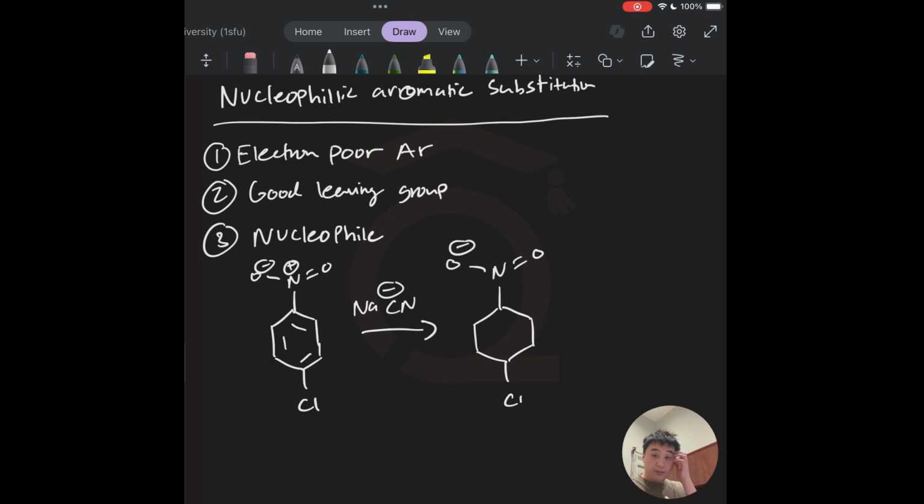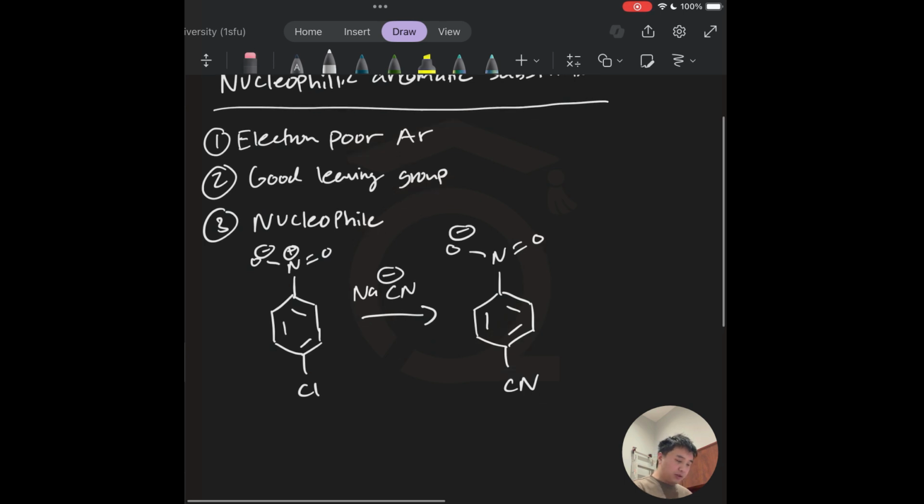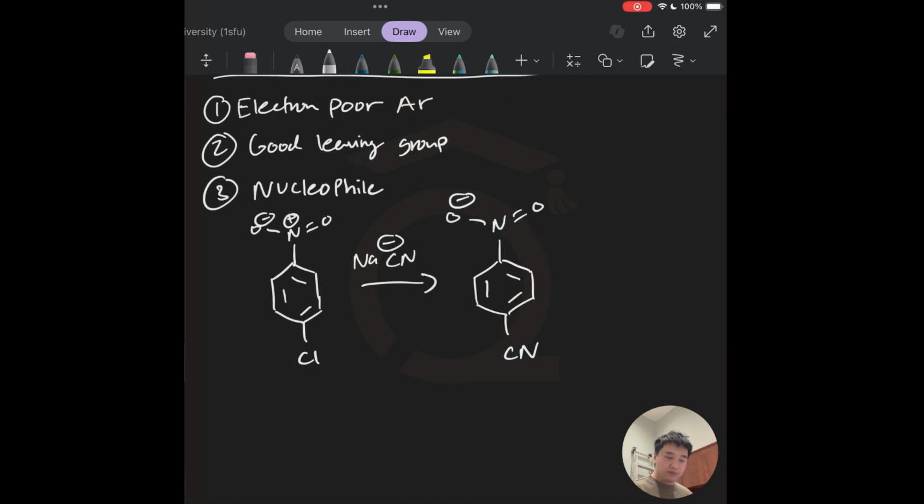And that's important because in EAS, the different substituents you have around the ring dictate where your added substituent is going to go, right? So if you had an electron donating group, your substituent would go ortho-para. If you had an electron withdrawing group, your substituent would go meta. Here, that's not the case. With NAS, your substituent goes where your leaving group is, okay? So it doesn't matter where that chlorine is. It's para to the nitro group, and so the cyanide will go para as well.